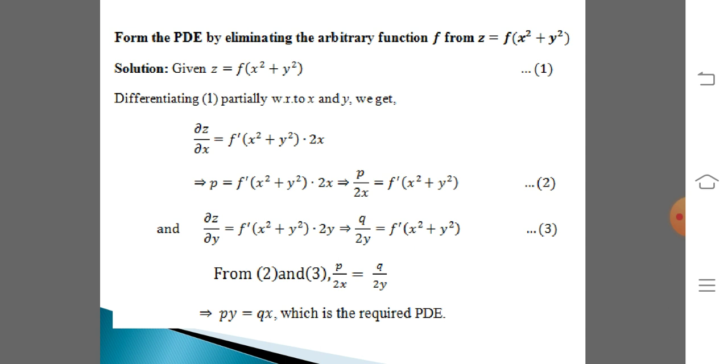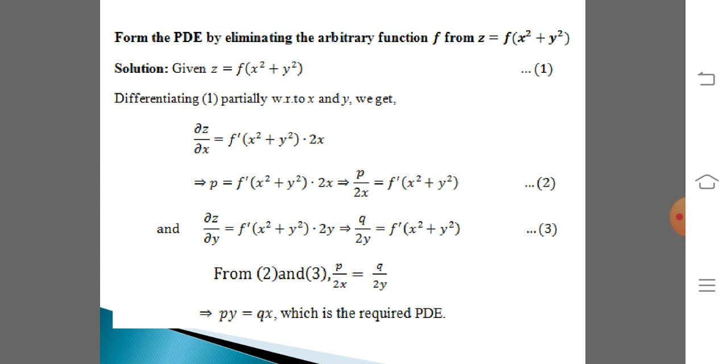Similarly, if you differentiate equation 1 partially with respect to y, you get ∂z/∂y equal to f dash of (x² + y²) into 2y. This implies q by 2y equal to f dash of (x² + y²). You take it as equation number 3.